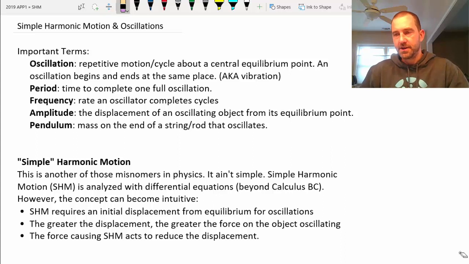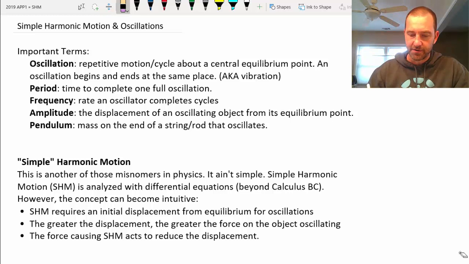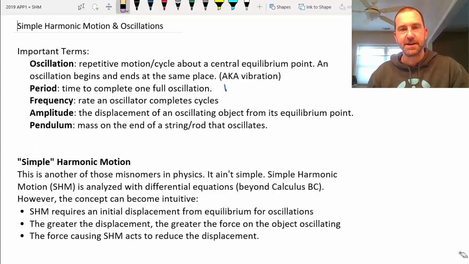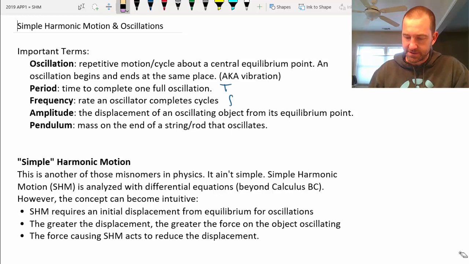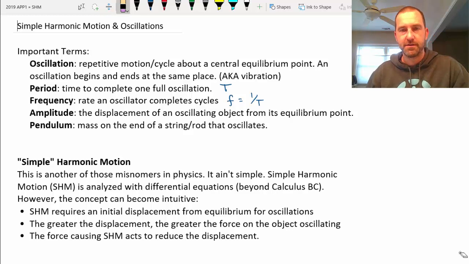Frequency is going to be how often those oscillations happen. It's literally the inverse of period. We'll get to doing calculations later on, but period is typically given capital T as the variable, and frequency is a lowercase f. Frequency is literally 1 divided by the period. They're just inverses of each other. Where period is the time for one cycle, the frequency is the number of cycles per 1 second. They're inverses.